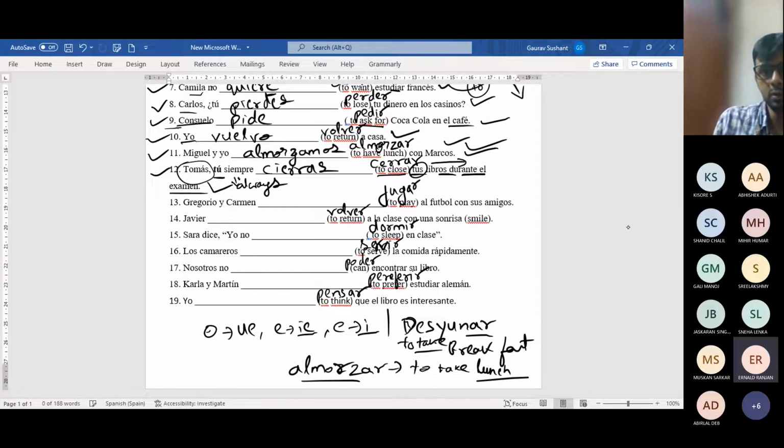Okay, so this tus is the possessive adjective your. So you always close your books during the exam. It is like Thomas, you always close your books during the exam. So this is what the translation will be. Okay, sir. Number 13, it's a different one.